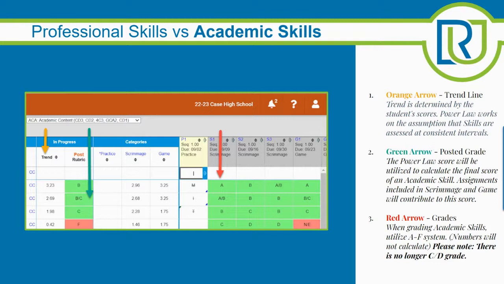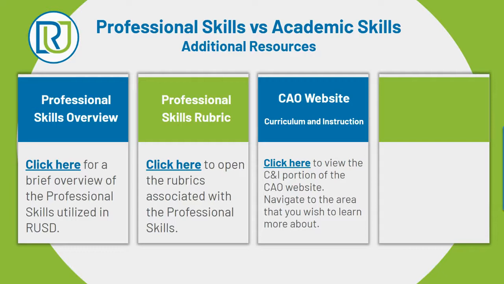When looking at the in-progress grade or the posted grade, that is being calculated by the power law. So instead of most recent, like the professional skills, academic skills are calculated by the power law, which we will take a deeper look into. However, one key component of the power law grade calculation is having consistent entries in either the scrimmage or game category. Here you can get some additional resources to differentiate between the professional skills and academic skills.